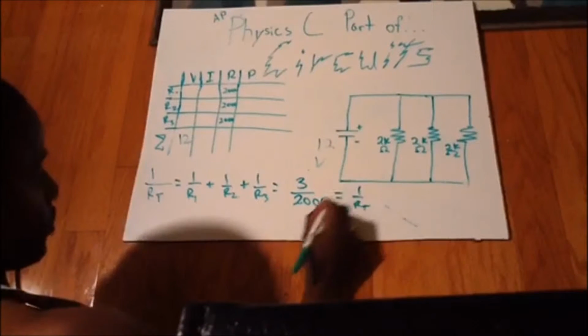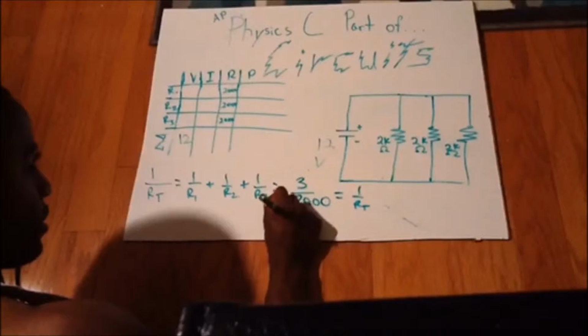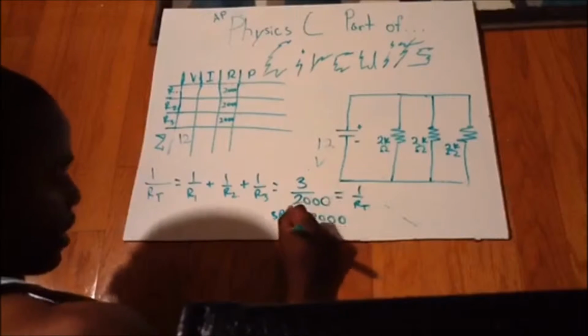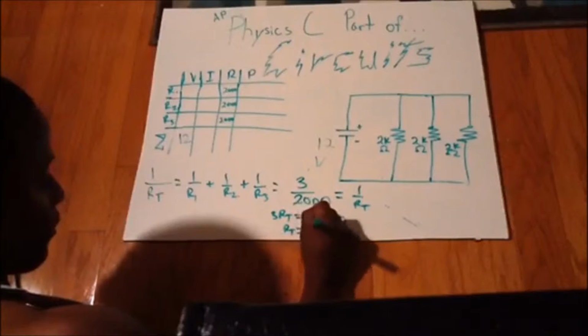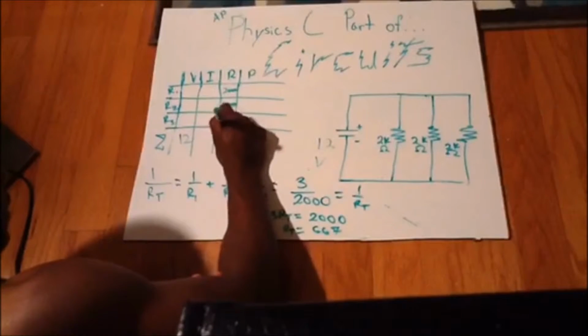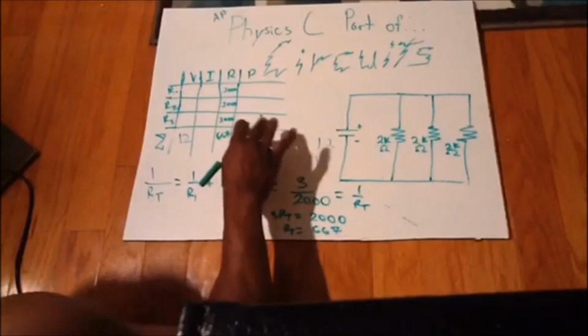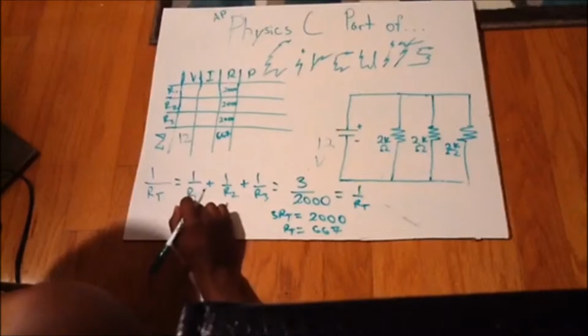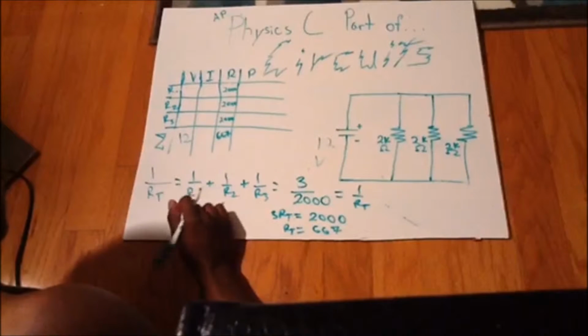So if we cross multiply, we will get 3 RT equals 2,000, and that will give us RT of 667 ohms. So if we put in 667 ohms. If you actually notice, this is smaller than each of the resistors. So that is a key point when doing parallel circuits.